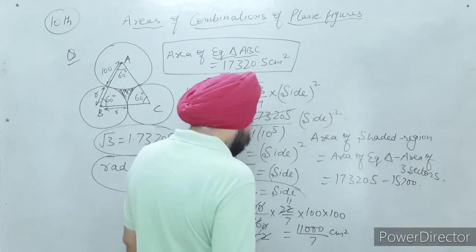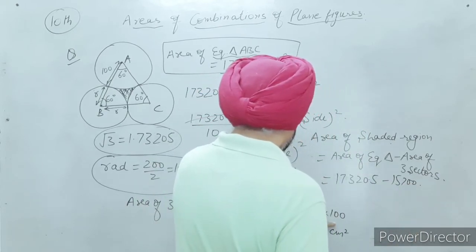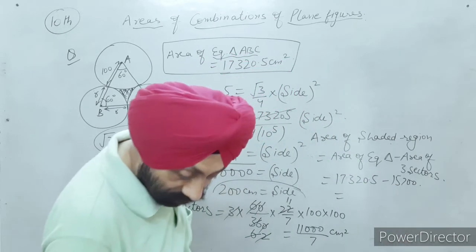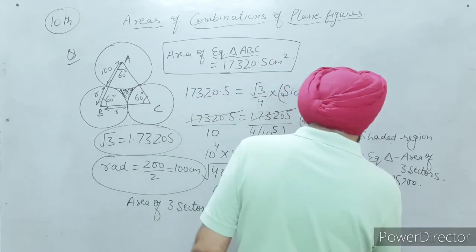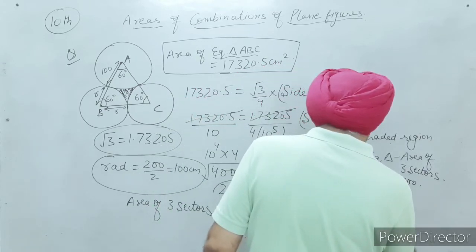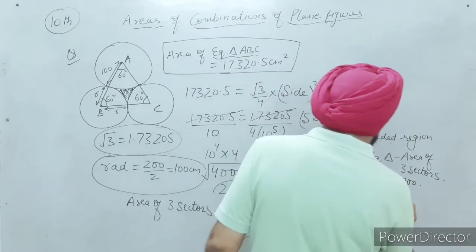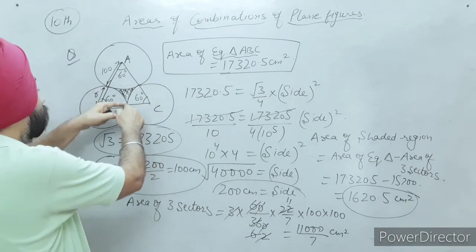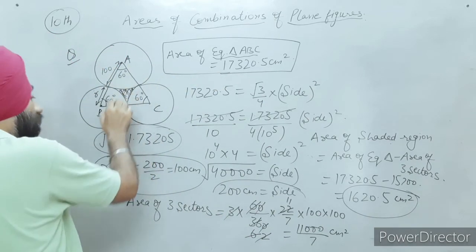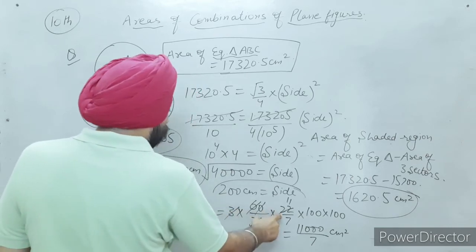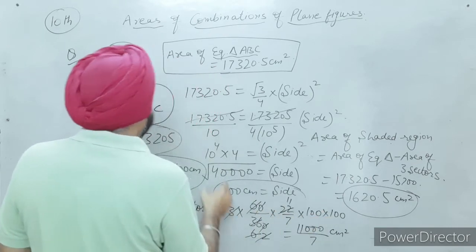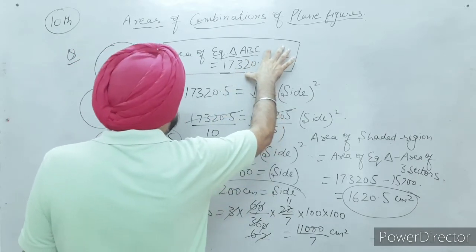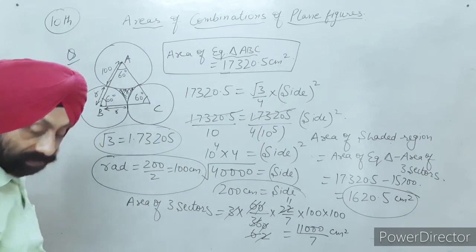15700. Now it was 110000 divided by 7. This gives you the answer as 1620.5 centimeter square. Area of the equilateral triangle is given to us, the area of three sectors is 60 by 360 into pi radius square multiplied by 3 because there are three sectors. Calculate its value, subtract it from the area of the equilateral triangle, you get the area of the shaded region.